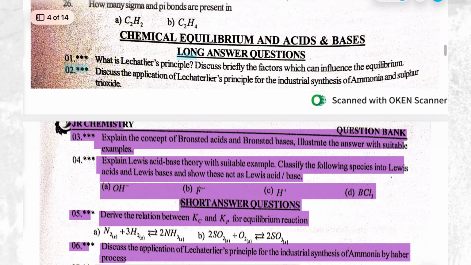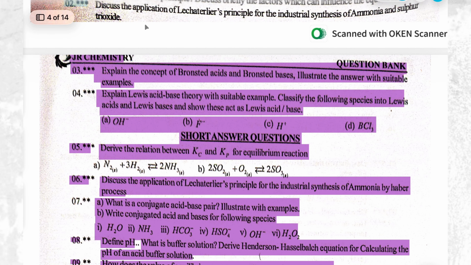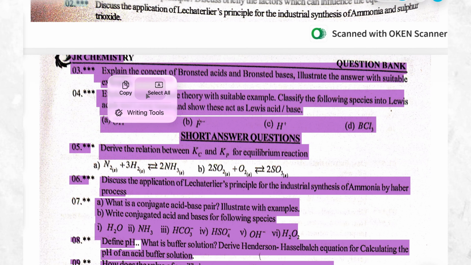SAQs continue. Explain Bronsted acids and Bronsted bases with suitable examples. This is very important, a triple star question. One more, Lewis acid base theory. This is also important. These two are the most important questions. Don't forget, these two are the most important questions.